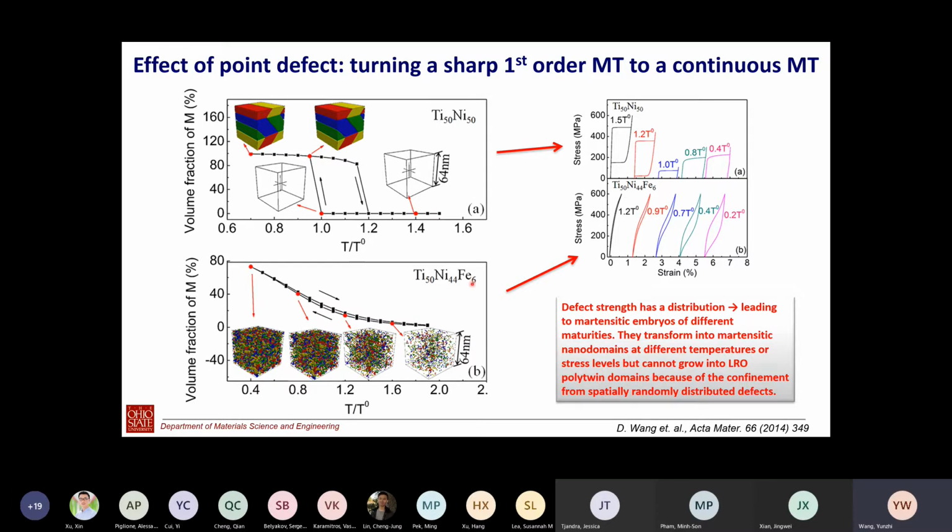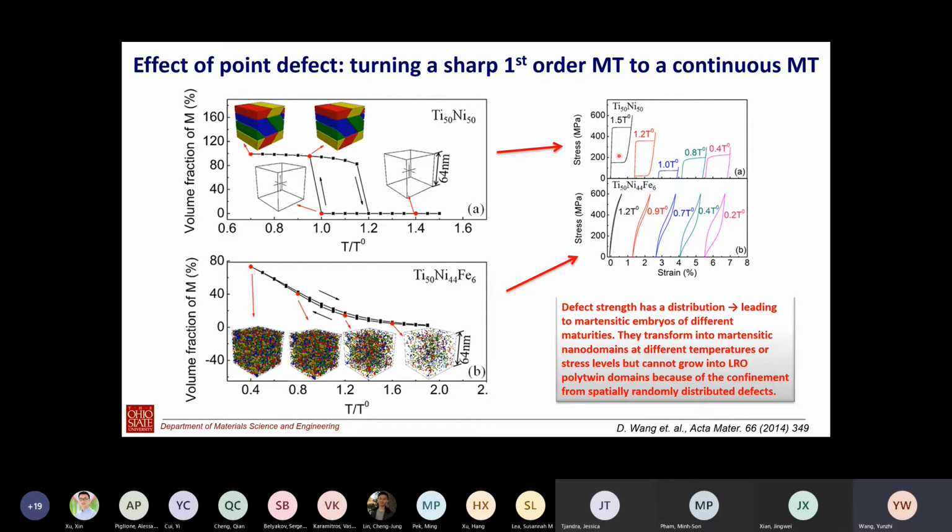But if you dope iron here, in this particular composition, you see the transformation. This is volume fraction again, and the temperature is normalized by the T0 temperature. That's the temperature at which martensite and austenite have exactly the same free energy. Then you can see the transformation occurs within a much broader temperature range, number one. And number two, the transformation occurs very gradually. It starts much earlier at a much higher temperature. In order to complete the transformation, you have to go to very low temperature.